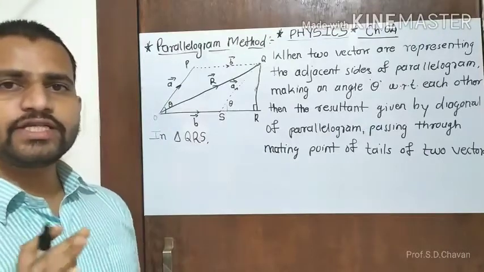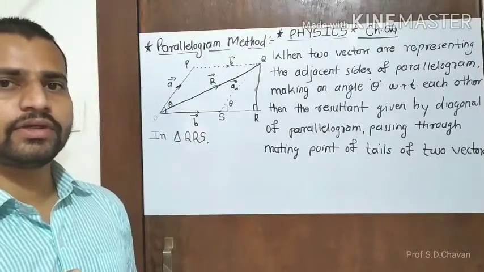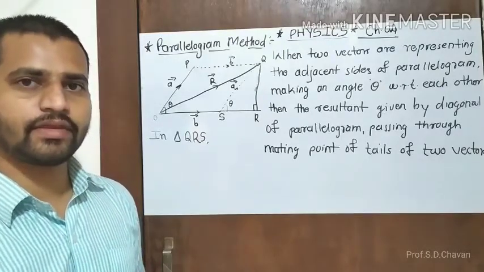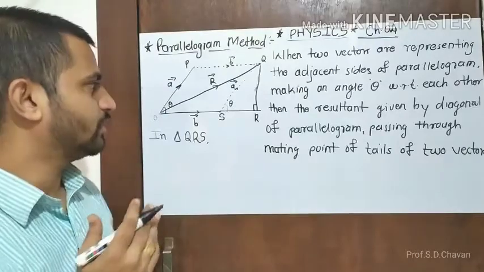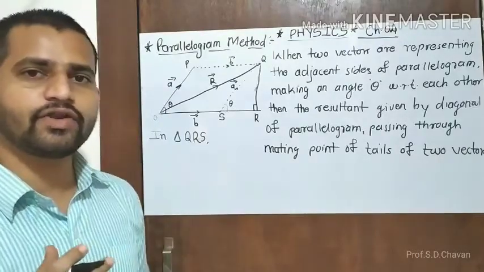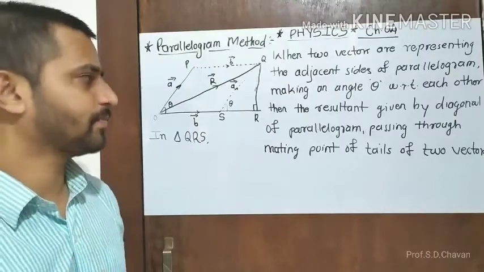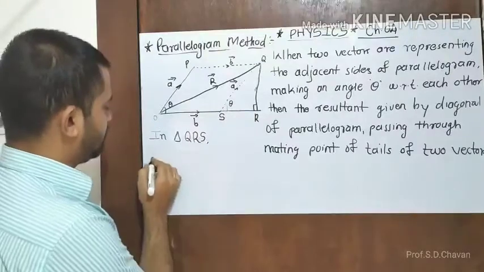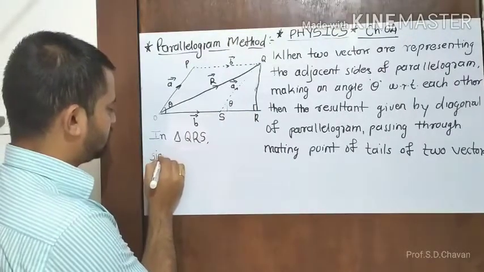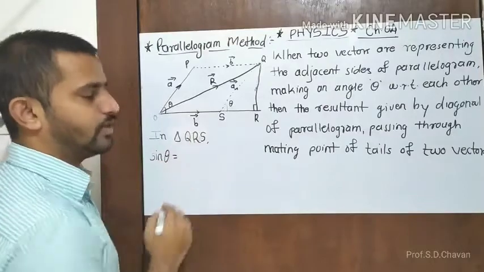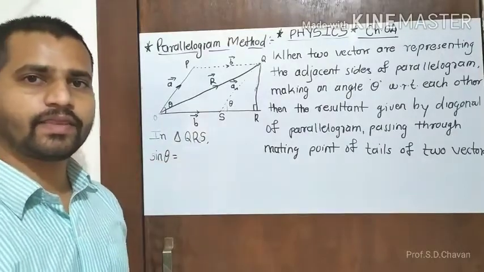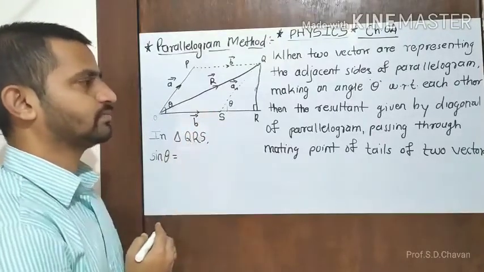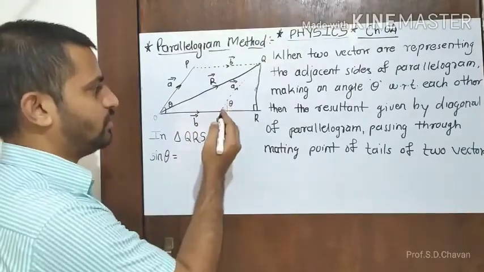Okay, so in this triangle we have to find out some trigonometric considerations. What is the sine of the angle theta and what is the cos of the angle theta? From this diagram, what is the sine of the angle theta? What is the sine of any angle theta? It is equal to the opposite upon hypotenuse.